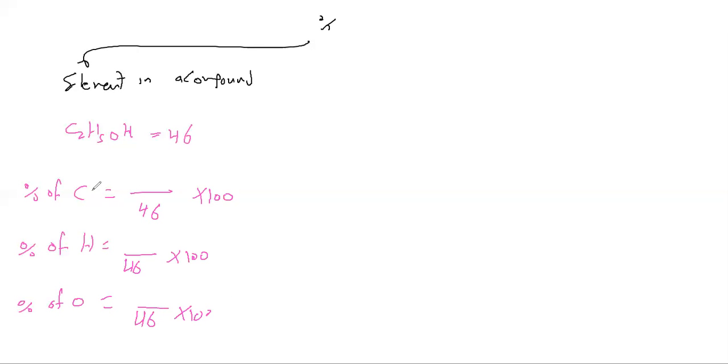Then for the number of carbons, you have two carbons, 2 multiplied by 12. We have 6 hydrogens multiplied by 1. We have 1 oxygen multiplied by 16. This is the percentage of element in a compound.